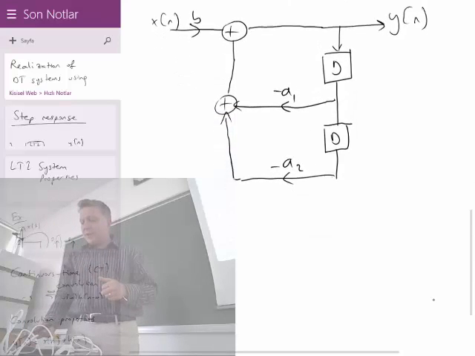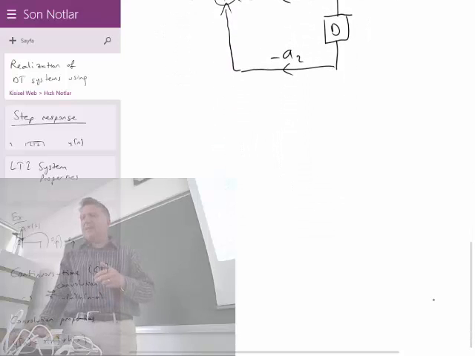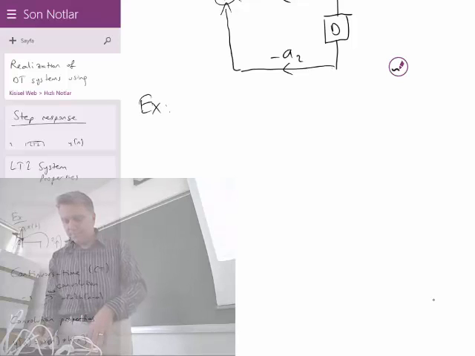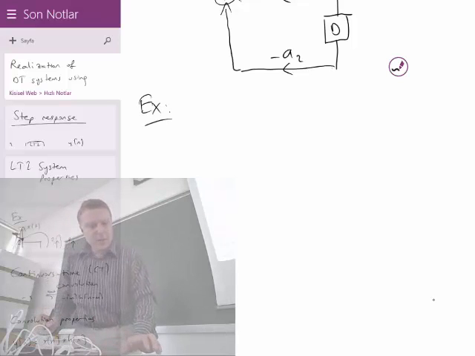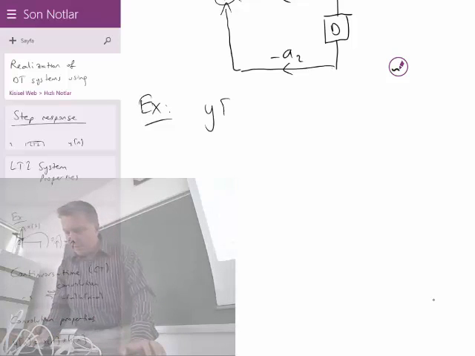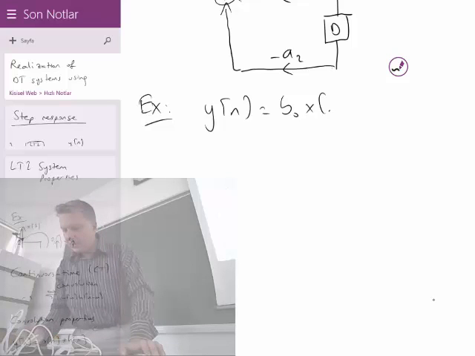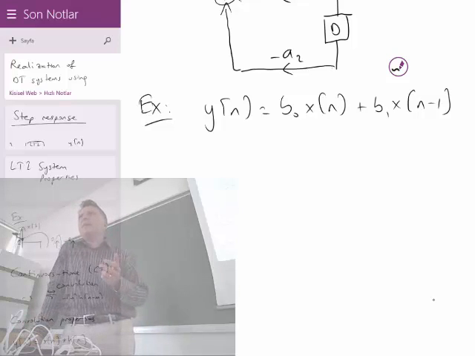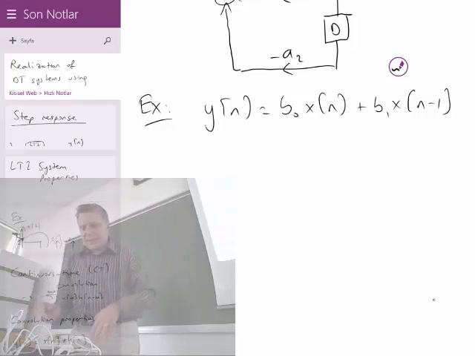What happens if I apply a delayed version at the input? So a new question: y of n is equal to b0 x of n plus b1 x of n minus 1. Now as you see, this is a zeroth order difference equation, but the input is delayed. Well, it's even simpler to do it. You do it like this.